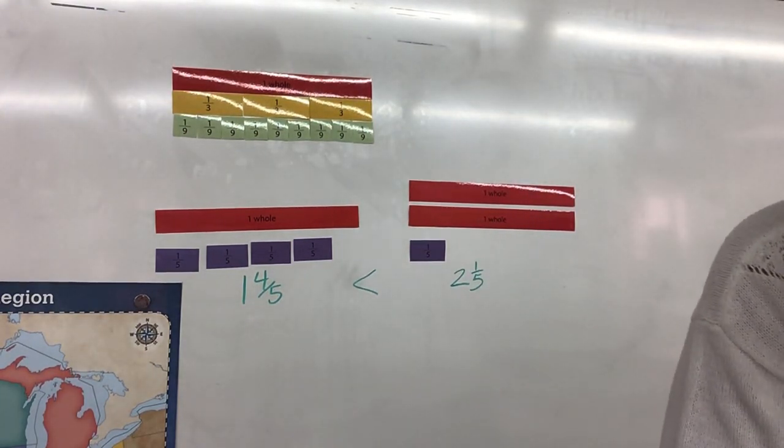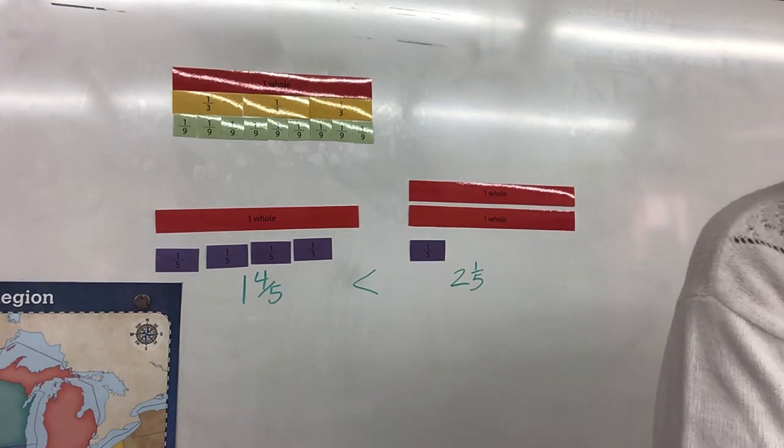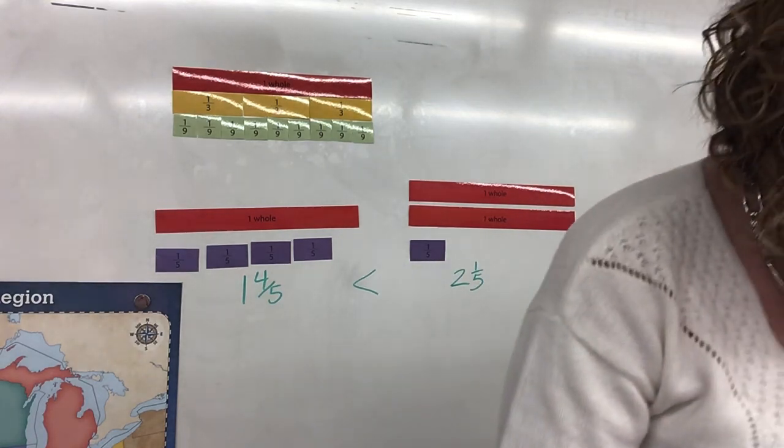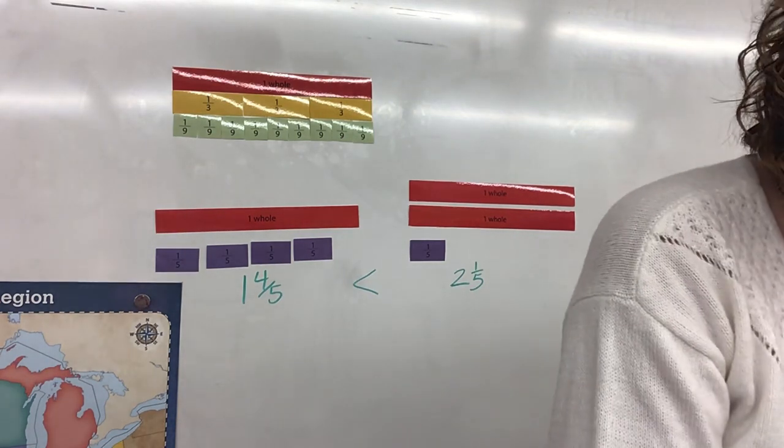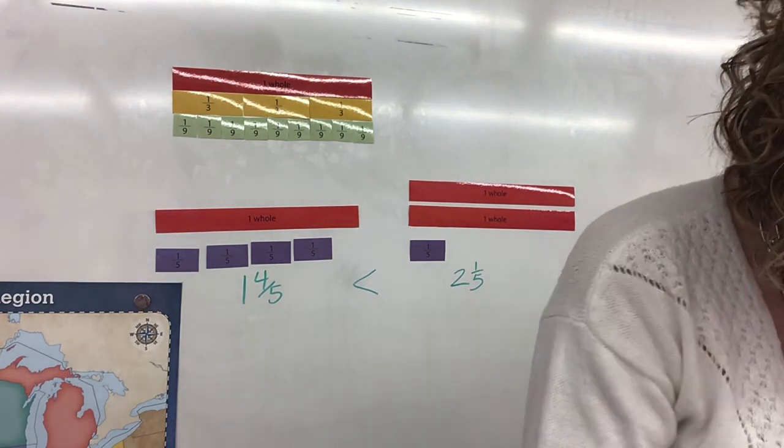All right, so 4/6 and 1/6. 4/6 is greater than 1/6. All right, then you have 2 fourths and 3 fourths. So 2 fourths is less than 3 fourths.